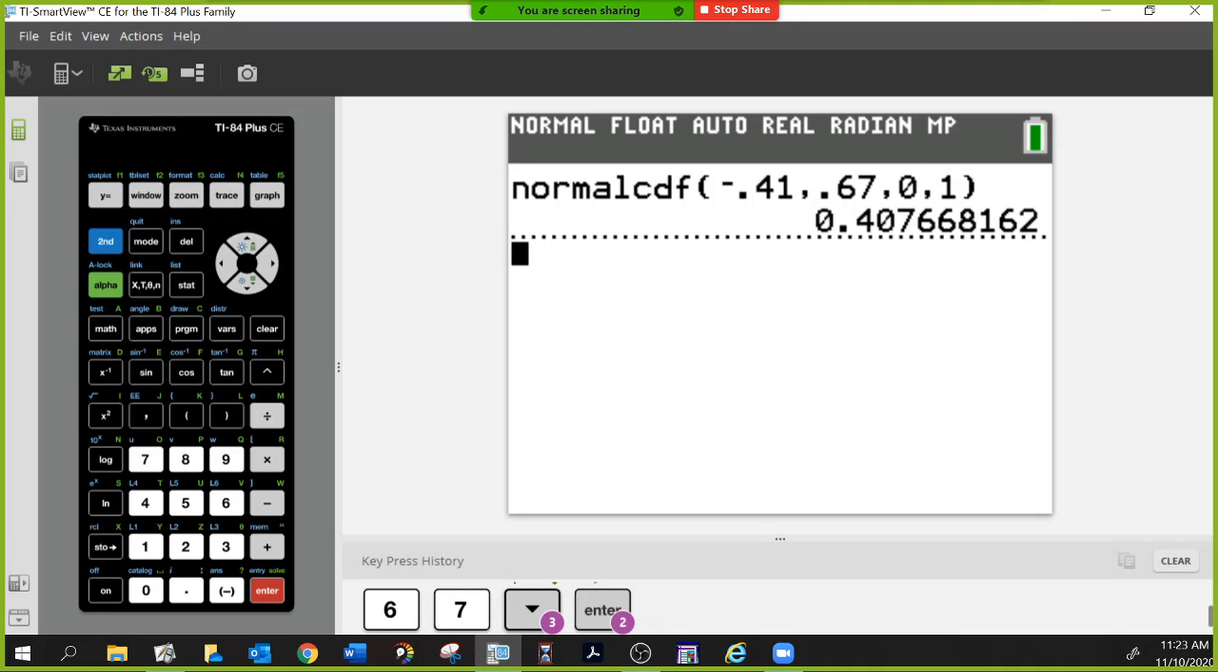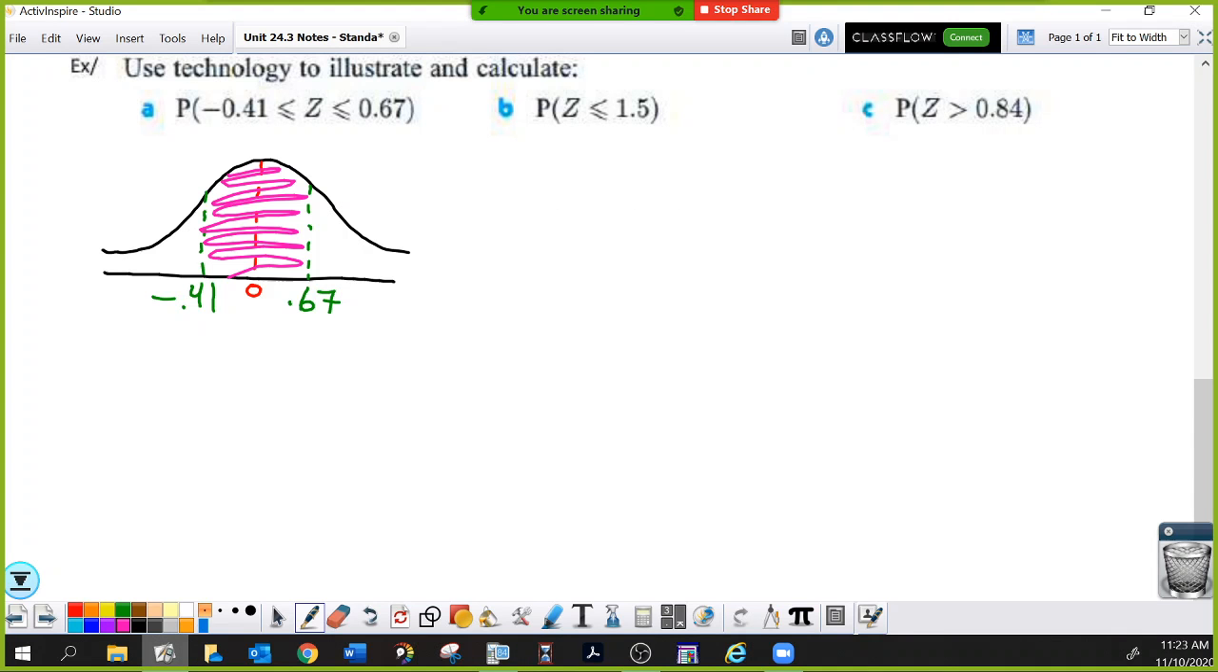So if your calculator said error, you probably used a minus sign instead of a negative symbol. That's true, I did. About 0.408. So we say that the probability of that occurring, negative 0.41 less than or equal to z less than or equal to 0.67, is about 0.408. There it is. And we just do the other two on the calculator as well.